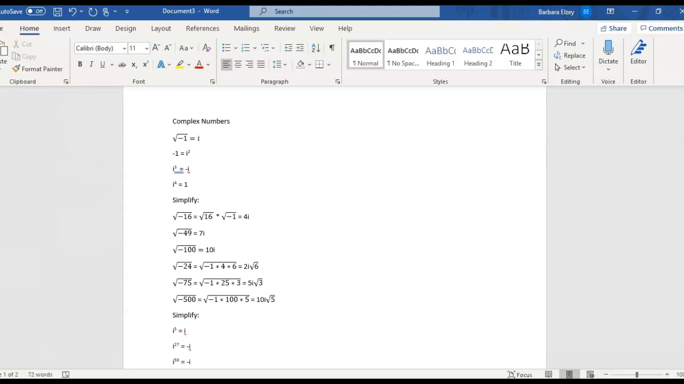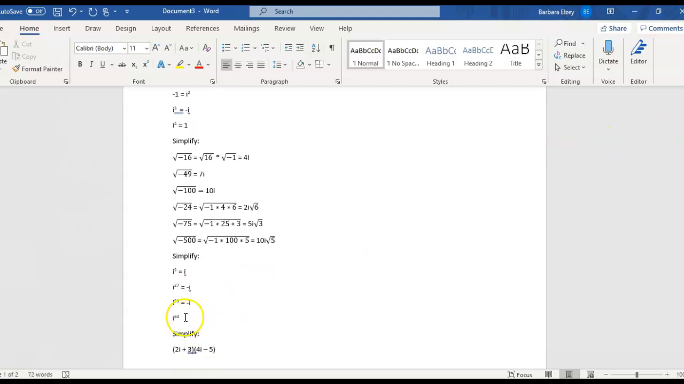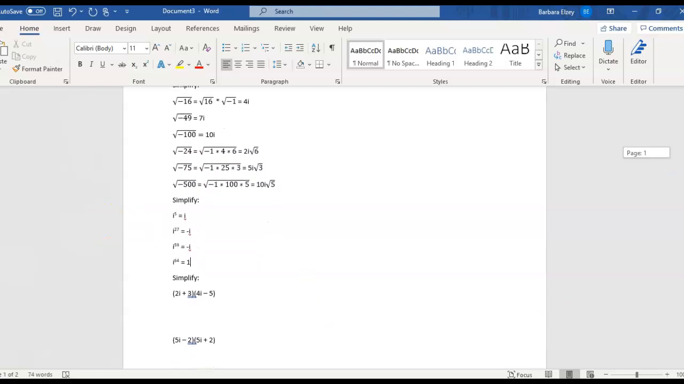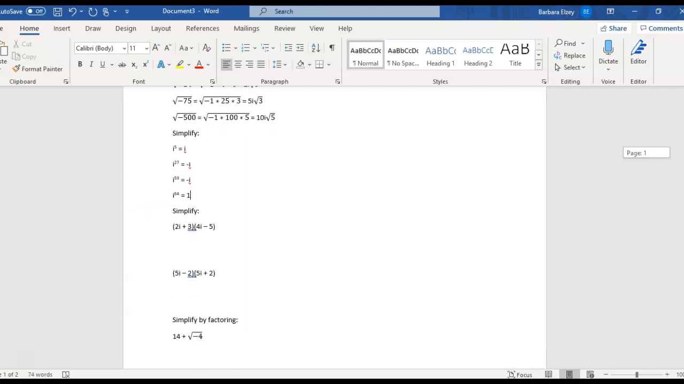All right, let me scroll down. Now, i to the 64th is a multiple of 4. And since it is a multiple of 4, that puts us right here. This answer is going to be 1. Okay, so we know how to rewrite those in terms of those first 4 things.